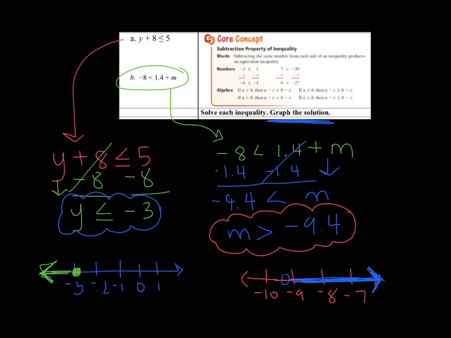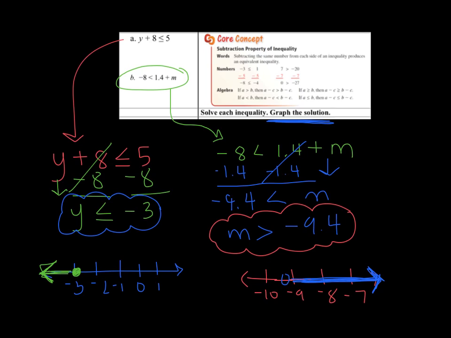Okay, so for this one, the opposite of positive 1.4 was to subtract 1.4. So those will cancel, and negative 8 minus 1.4 is negative 9.4. I brought down my inequality and I brought down my variable. However, I am trying to compare m to negative 9.4, so I moved m, which meant I had to flip my inequality because I want to write it backwards basically. M is greater than negative 9.4. So that's what I have here. So that's my answer.